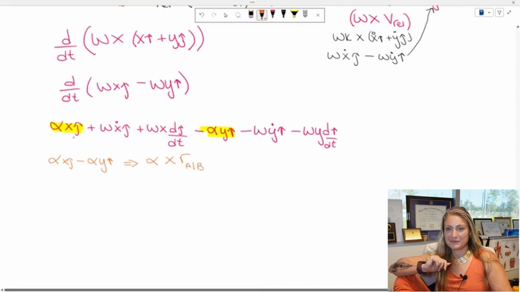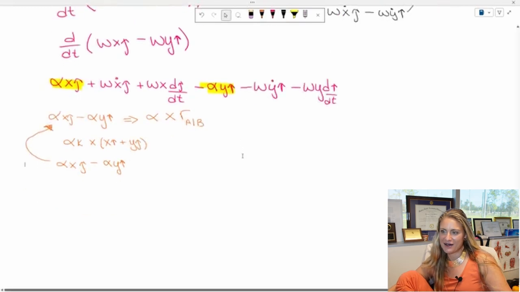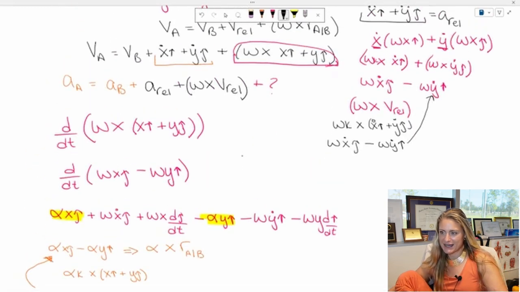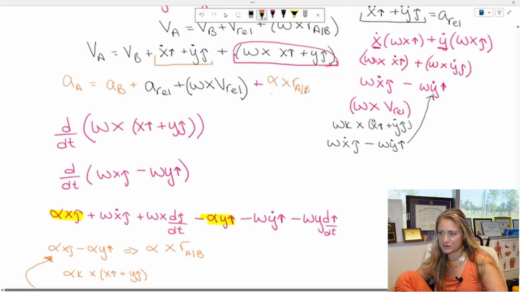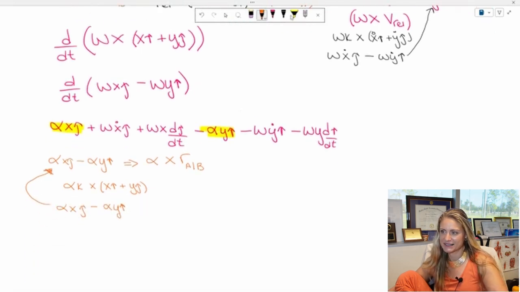If you don't believe me, I can show you. So I can say alpha is in the k direction cross. We defined R A B in the beginning as some distance in the i plus some distance in the j. Alpha k cross xi is alpha xj. Alpha cross yj is alpha y negative i. This is the same thing as this. So in my equation, I can now add this term here. So I can say plus alpha cross R A with respect to B. I'm not done, because now I have to look at the other terms I have left.